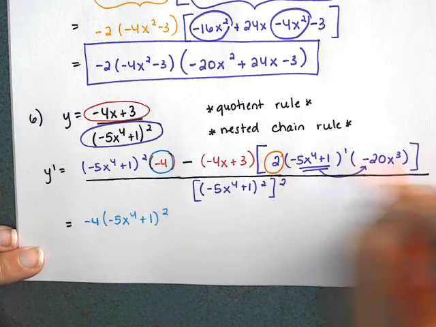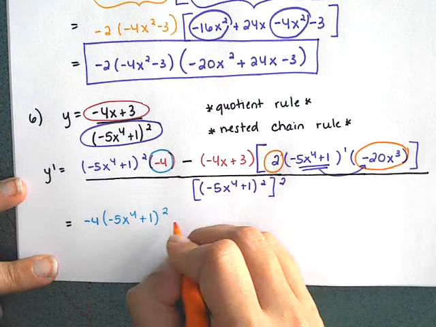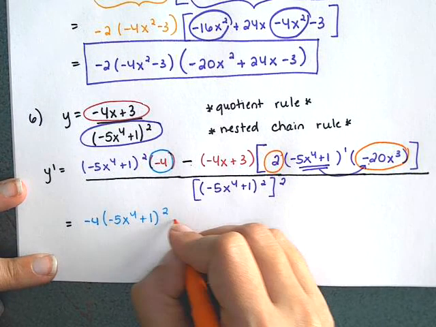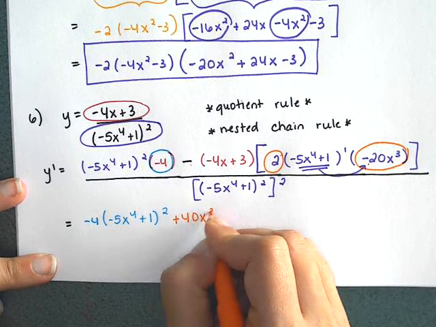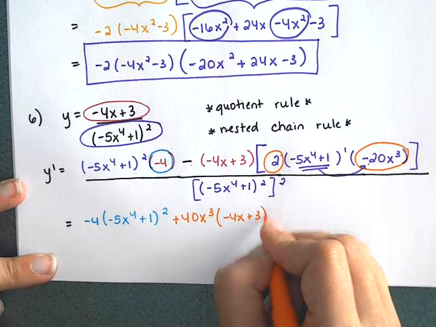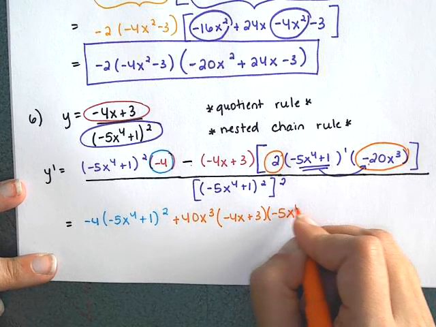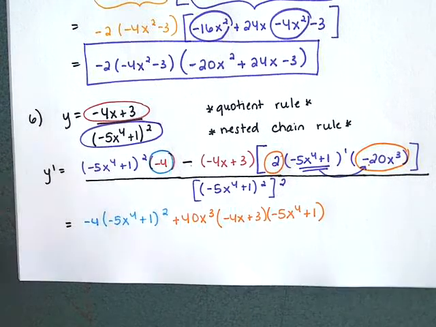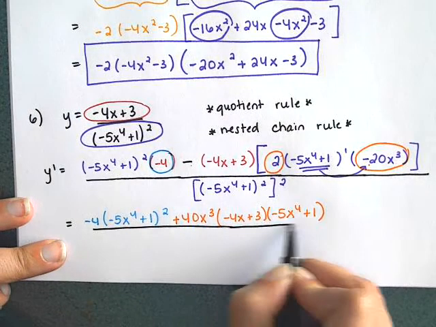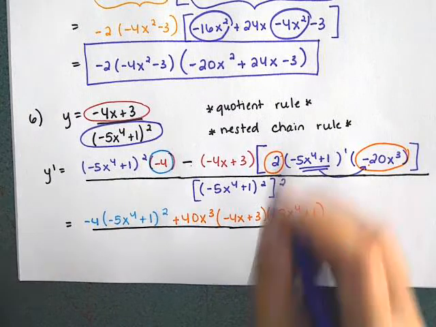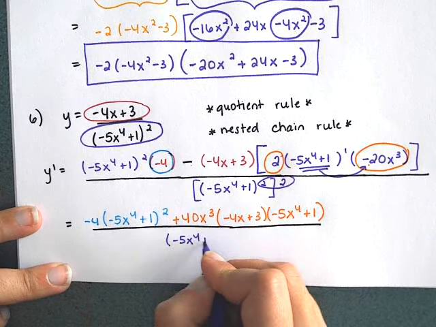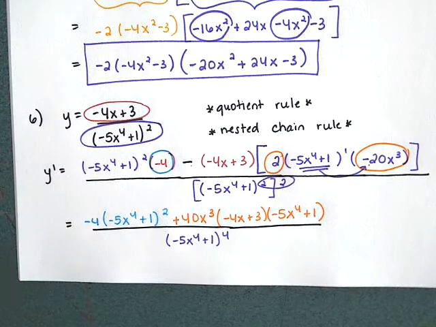So if I pull this part and this part out to the beginning, and then I've got a negative here already. I have negative 40, another negative makes it positive 40x cubed. And I'm going to copy down the negative 4x plus 3 and the negative 5x to the 4th plus 1 all over the low squared, which again I'm just going to multiply these powers. So negative 5x to the 4th plus 1 to the 4th.